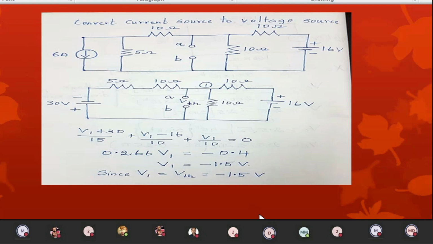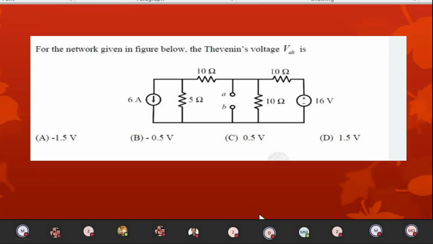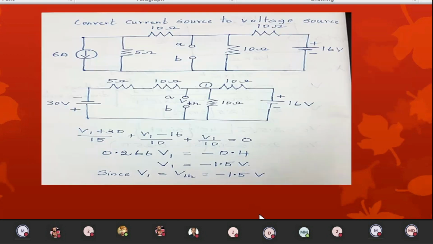Okay. So you can notice that here I'm going to convert the current source into voltage source. Okay. So what is the current source here? 6 amps and connected in parallel with 5 ohm resistor. Okay. So once I convert the current source to voltage source, it will have a voltage V is equal to I into R, that is minus 30 volts in series with the resistor. Okay.